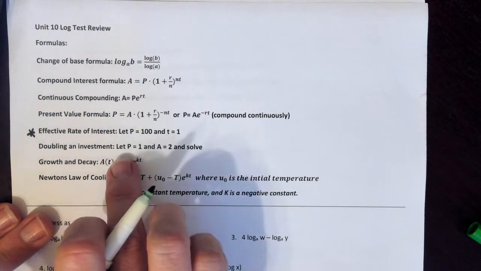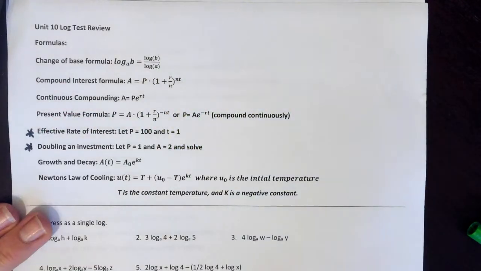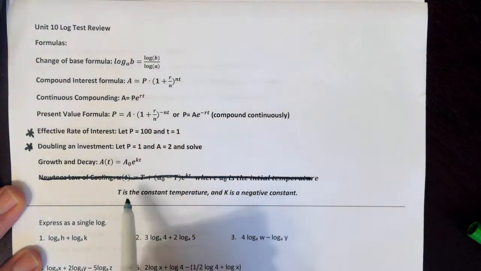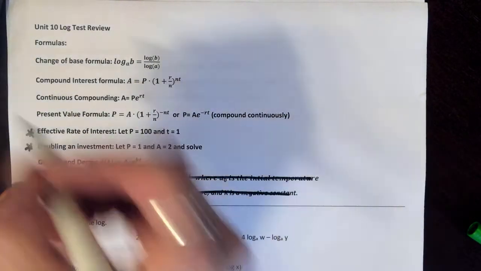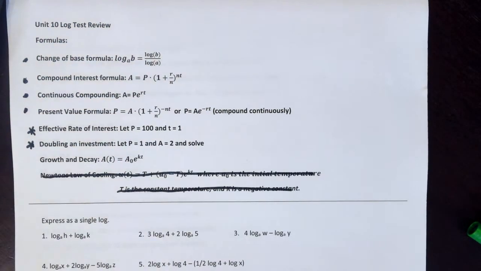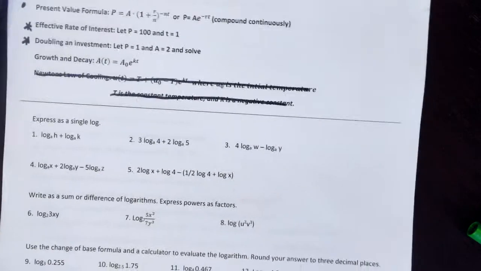Doubling an investment, where P is 1 and A is 2 and solve. That will not be on there. And you don't need to know this one. This was not going to be on the test this year. So this one will be on the test for you. All these ones with little bullets will be on the test. The two with stars you need to know. Alright, so let's get this review started.